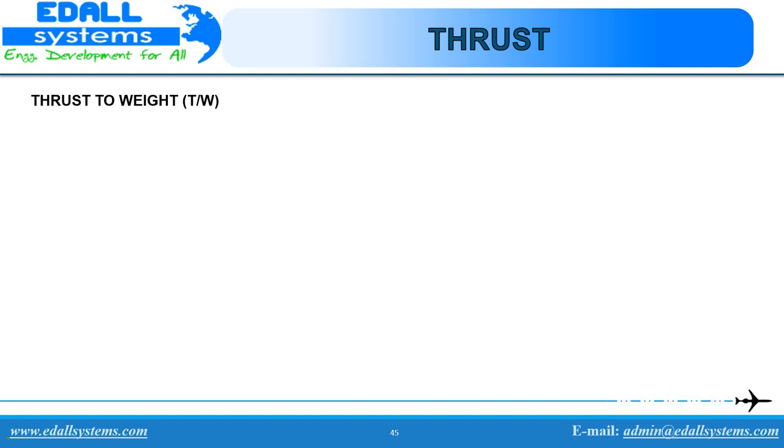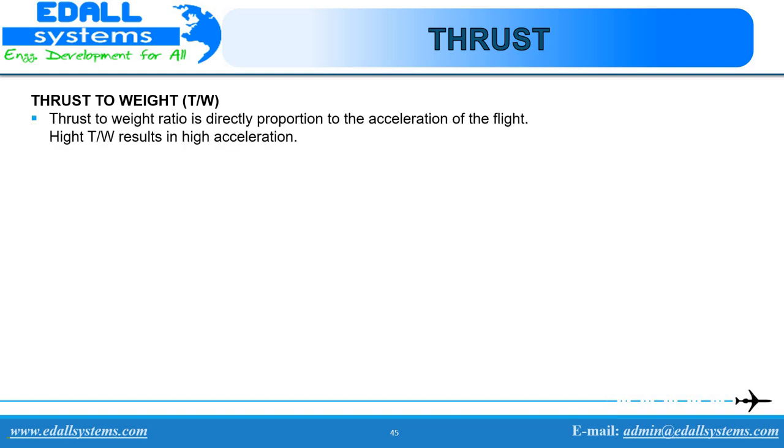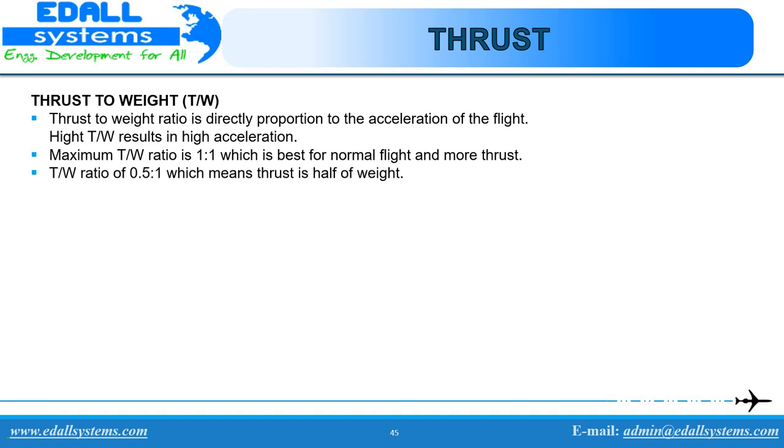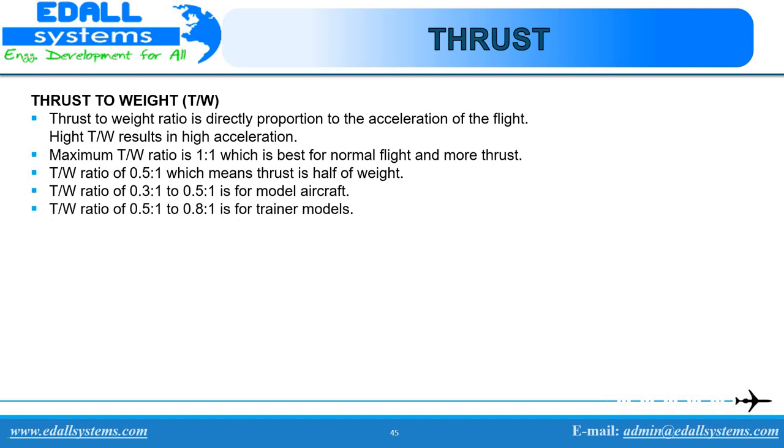Thrust to weight ratio. Thrust to weight ratio is directly proportional to the acceleration of the flight. High thrust to weight ratio results in high acceleration. 1:1 is the best for normal flight. 0.5:1 means thrust is half of weight. 0.3:1 to 0.5:1 is for model aircraft. 0.5:1 to 0.8:1 is for trainer models. 0.8:1 is for fast moving models.